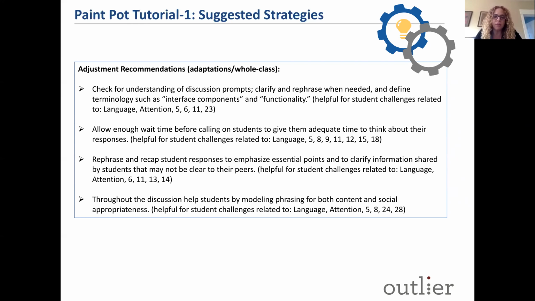And then throughout the discussion, just help model phrasing by using socially appropriate language, content appropriate language. There's times where you can model. There might be times where you may have to explicitly state rules, like, in the classroom, about how we're going to listen to each other and explain and model how to disagree with what someone's saying, for instance.